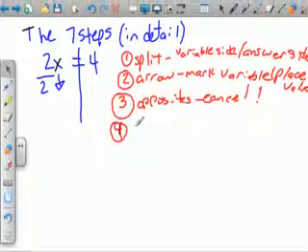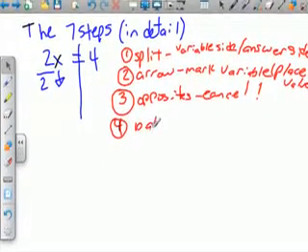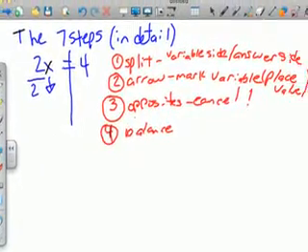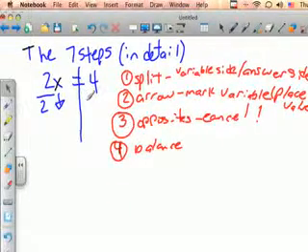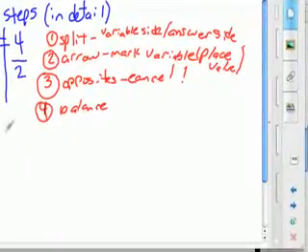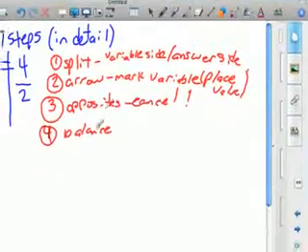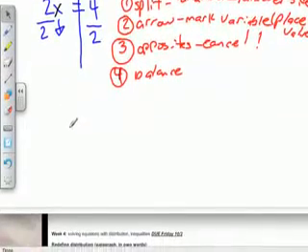Now, your 4th step is balance. A lot of you know the phrase, "Hey, whatever you do to one side, do to the other." But why? Let's actually play this out. I'll go back to the equation.